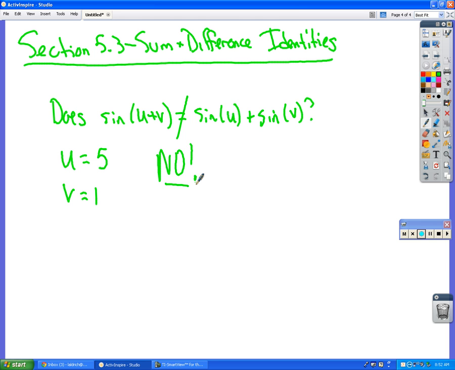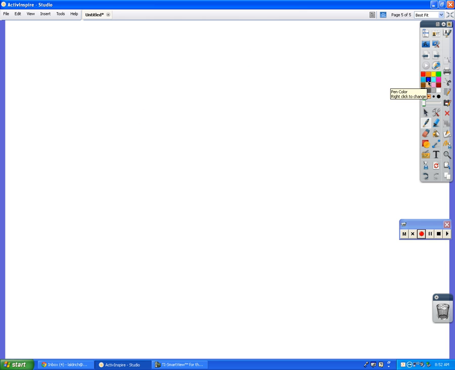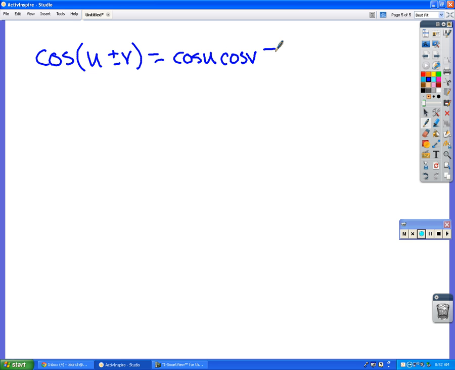And the same thing, not surprisingly, is true with cosine. So what we get then is a different identity. If you are going to take the cosine of an angle plus another angle, or the cosine of an angle minus another angle, then that equals the cosine of the first angle times the cosine of the second, minus or plus the sine of the first angle times the sine of the second. Okay?